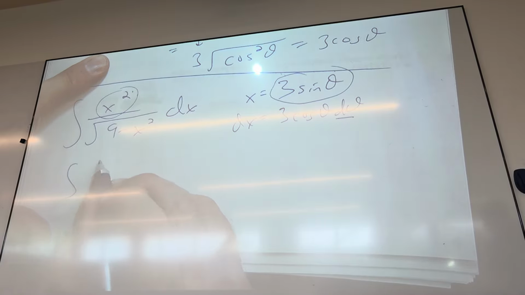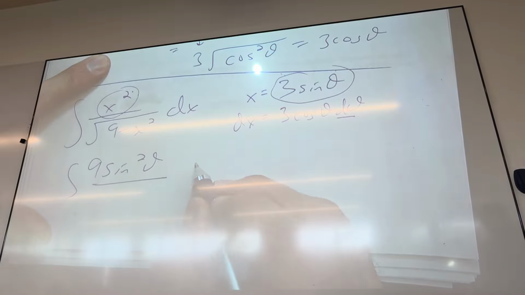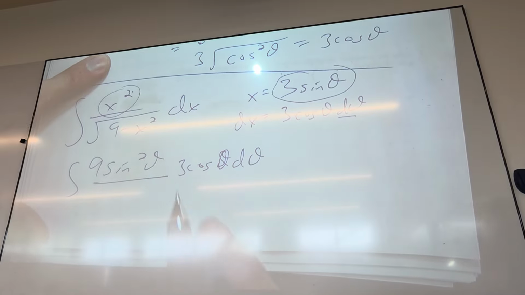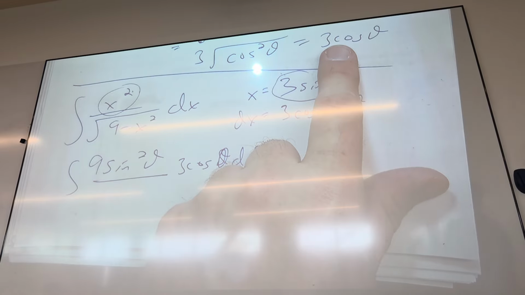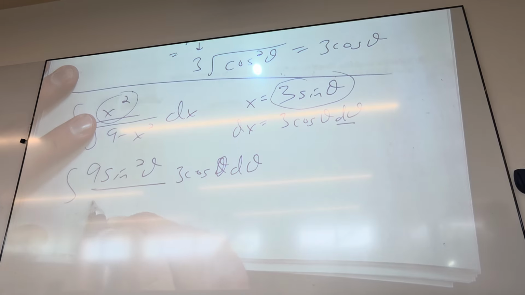So if I put this in, what do I put up here? 3 sine theta squared, so it's 9 sine squared theta. Is that cool? And dx was 3 cosine theta d theta. And then down here, we already did all the work, yes? 9 minus 9 sine squared, take out a square root of 9. 1 minus sine squared is cosine squared, square root is cosine.